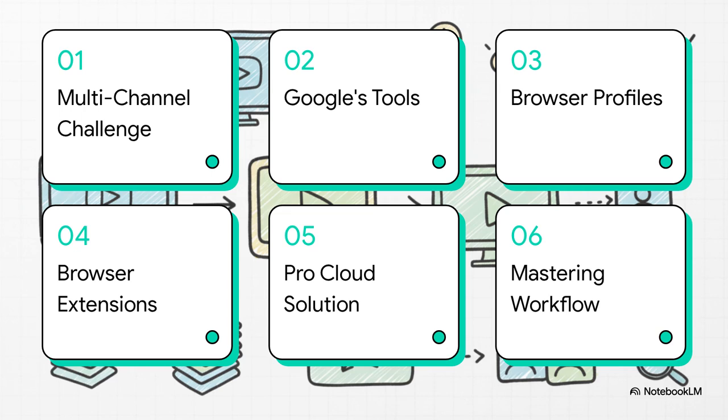So here's our game plan for getting everything organized. We're going to start with the absolute basics, the tools Google already gives you. Then we'll level up to using browser profiles and extensions for a bit more power. And finally, we'll dive into the pro-level cloud solutions for ultimate control. By the end of this, you'll have a complete toolkit to finally master your workflow.